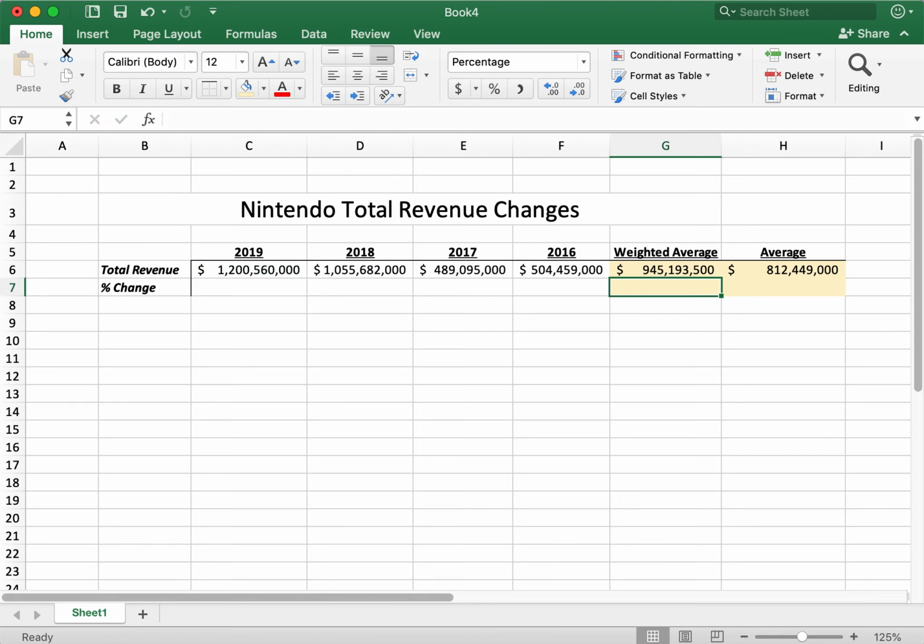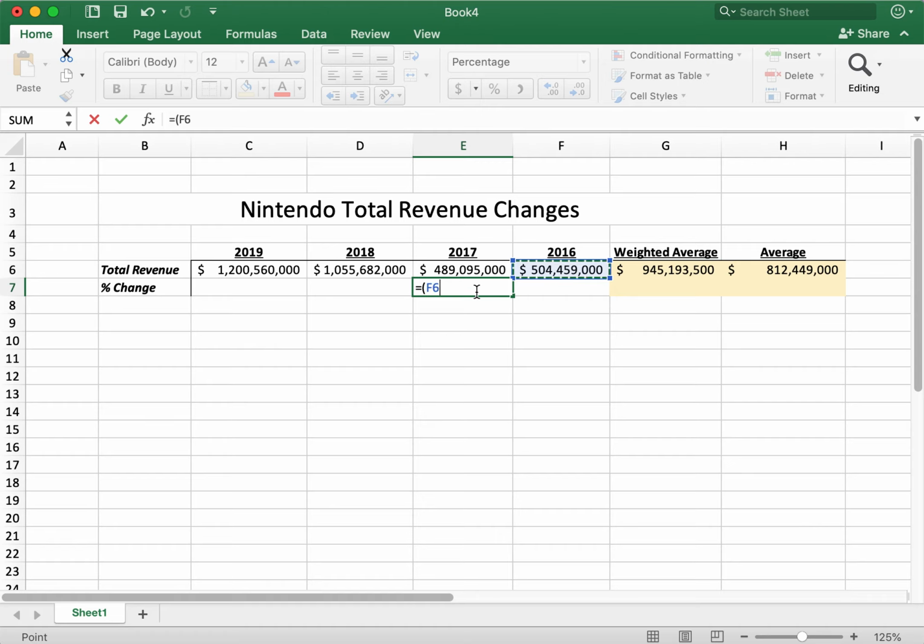That's okay. So the next thing we need to do is change our percentages around here. So how much of a percentage change did they go from 2016 to 2017? Well, this is going to be something very similar to our normal situation of when we had taxes. So I'm just going to start an equation. So I'll do equals. And what am I looking at? I'm looking at equals F6. And then, how do I divide? Change from one year to the next. Oh, that's right, divide.